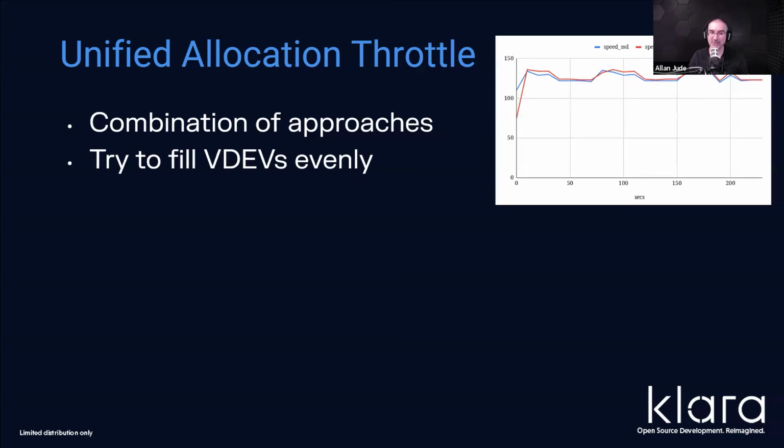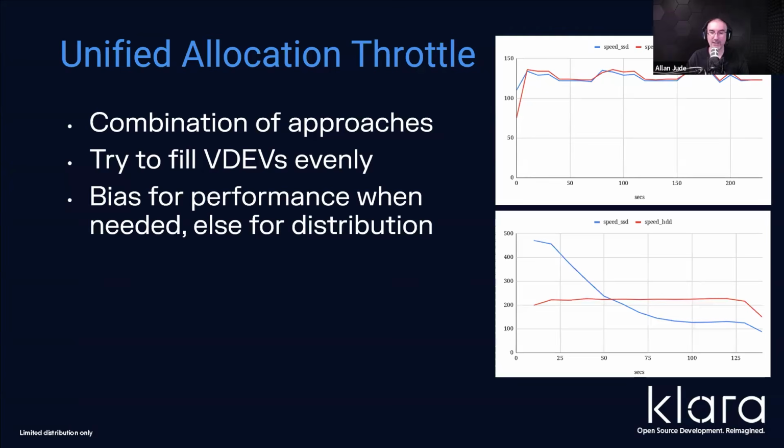So by default, it will try to fill VDEVs fairly evenly. In this example, we have an SSD and a hard drive, and we're writing at less than the maximum performance of the system. So ZFS is writing 125 megabytes a second to both the SSD and the hard drive here, trying to fill them up evenly. But in cases where we are actually trying to write as fast as possible, right?